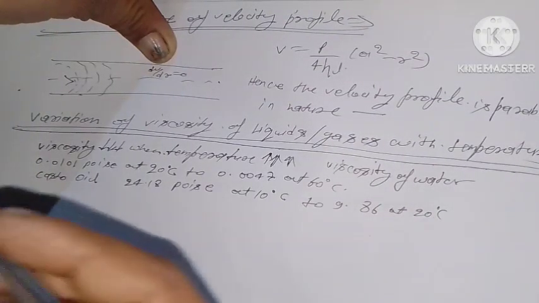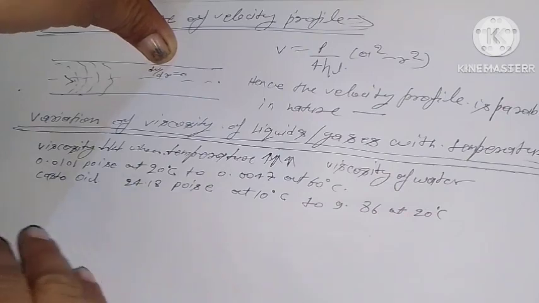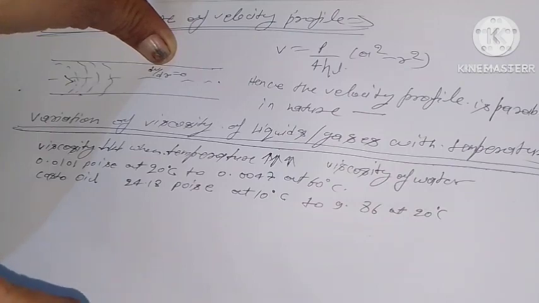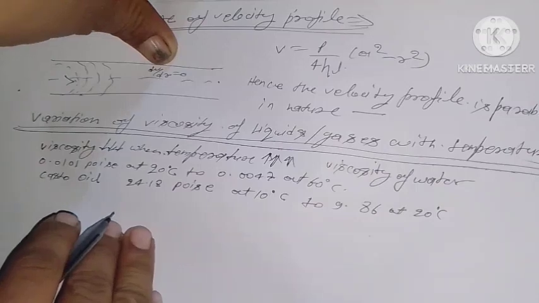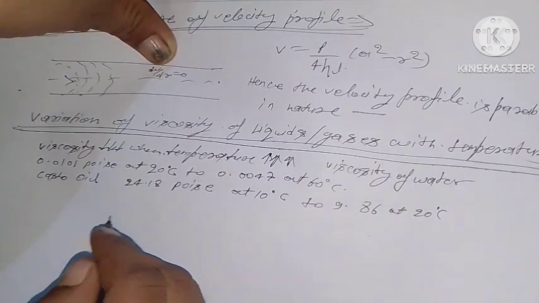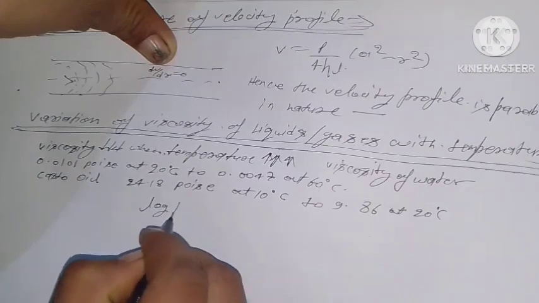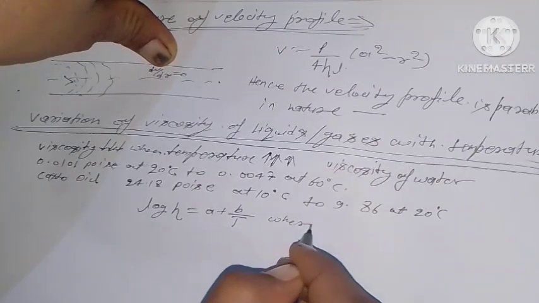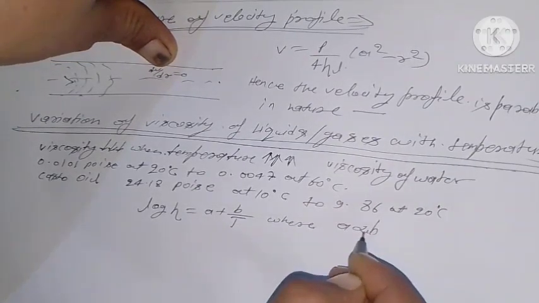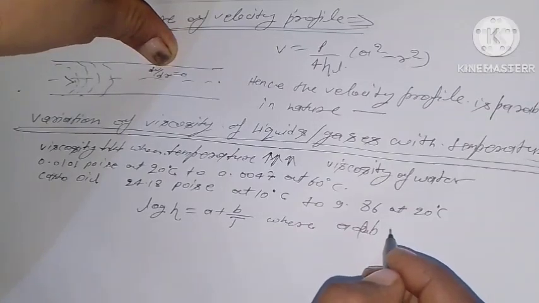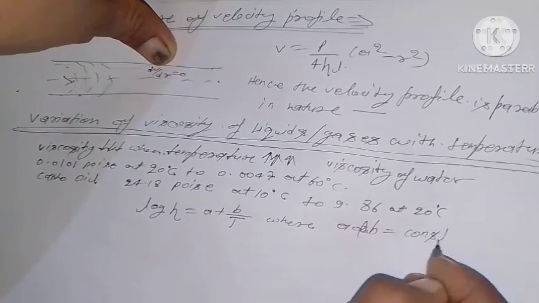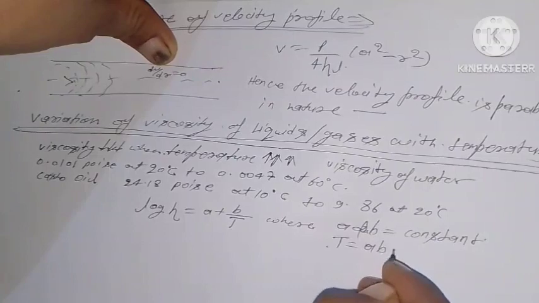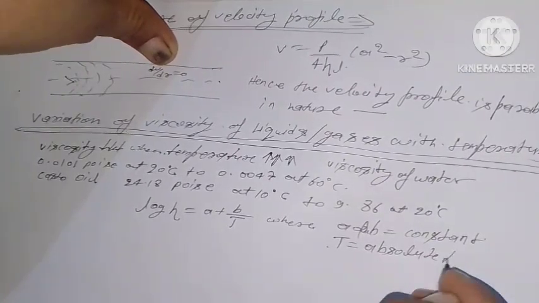No definite relation has been found to exist between viscosity and temperature, but various empirical formulas have been suggested from time to time, which are all approximate. One of these relations has the form log eta equal to a plus b by capital T, where a and b are constants, and capital T is absolute temperature.